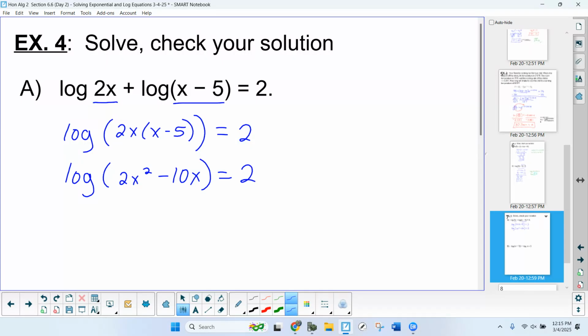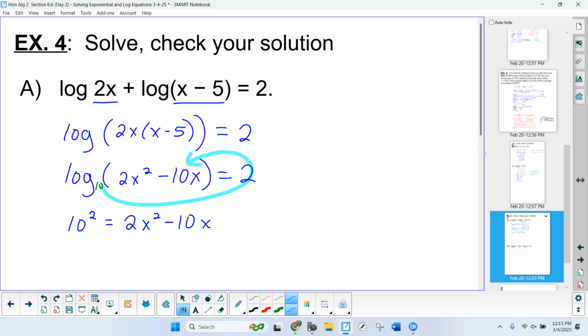Now I can swoop. What's the invisible base on this one? 10. Remember, if you have just log, it's log base 10. If you have natural log, it's log base e. All right, so now let's go ahead and swoop. When you swoop, you're going to get what? 10 squared equals 2x squared minus 10x.